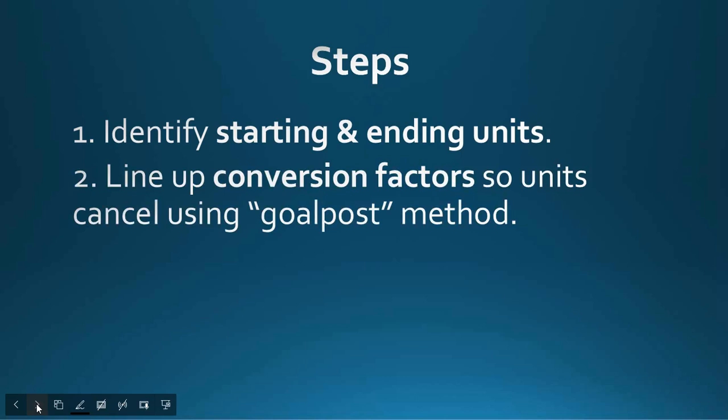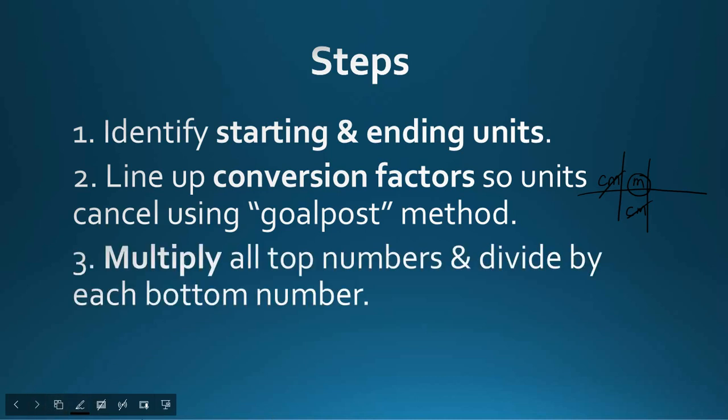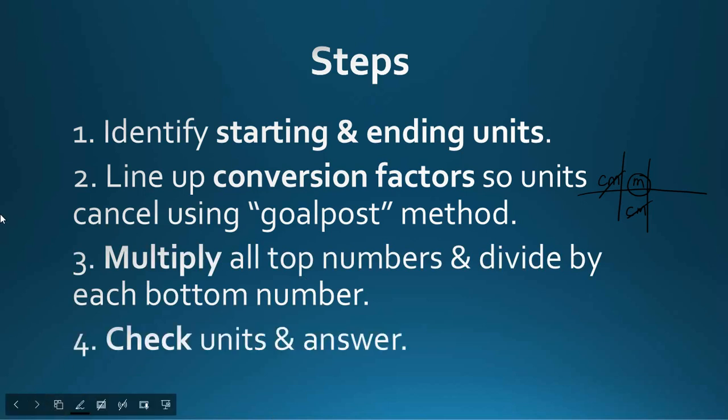You want to set it up through this goalpost method, which we're going to talk about later on. So basically the goalpost method looks like this, and you'll start with whatever unit you want to get rid of, and you're going to cancel it, right? And let's say we're going from centimeters to meters, and then ultimately meters would be what you're left with. Again, we'll do an example so this makes more sense. Multiply across the top numbers, and then divide by each bottom number, and then you'll get a final answer in the correct unit. So make sure that your unit's canceled, make sure that your answer makes intuitive sense, and those are the steps to solving this type of problem.